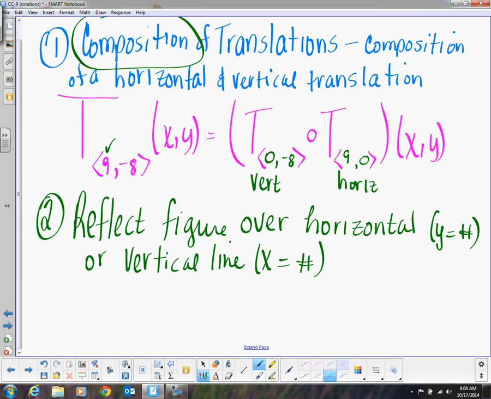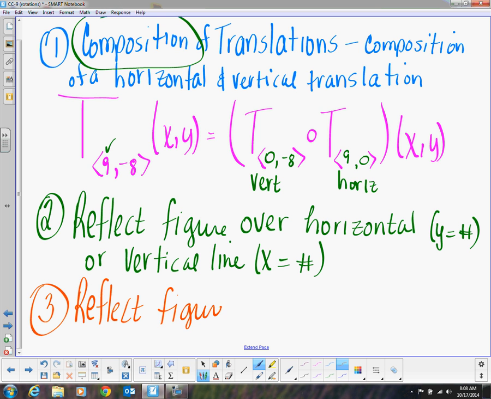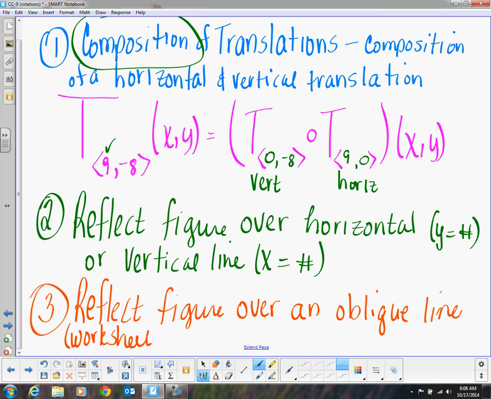While we're on the reflecting, you will also have to reflect a figure over an oblique line. You had a whole worksheet on this. Granted, there are only 6 problems. Okay, you had a worksheet on this. Trevor, thank you for raising your hand. No, this is 1 question, 2 questions, 3 questions. There's only 5 questions on this quiz.